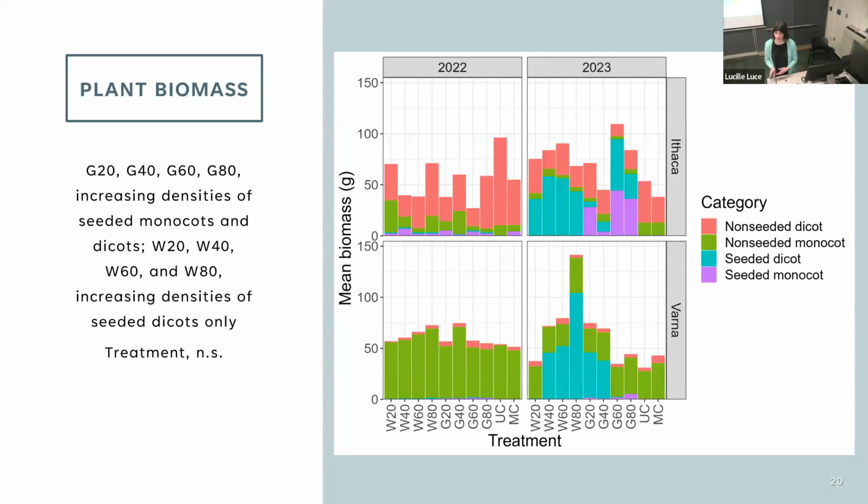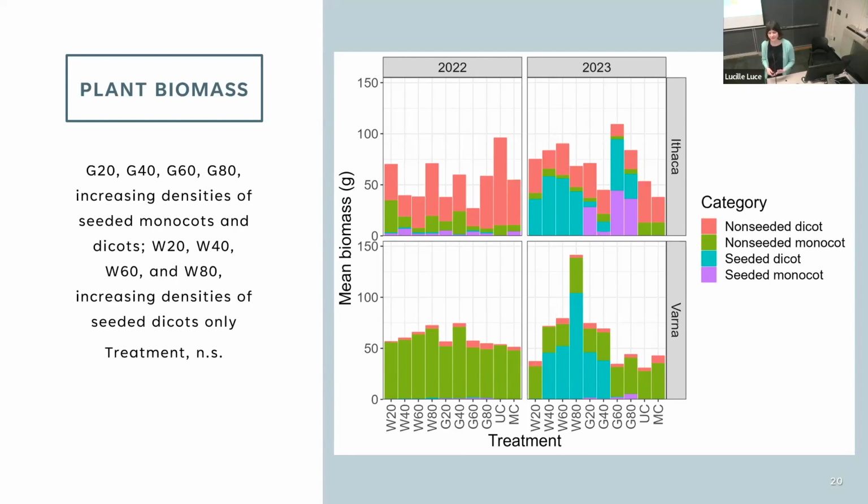The picture gets a little bit more complicated, though, when we look at biomass. So here we're looking at biomass across our treatments, that's the columns, and across our 2 field sites, that's the rows. Starting here on this left-hand side in 2022, basically, the biomass is weed biomass. So by non-seeded dicot, these would be mostly our broadleaf weeds, and non-seeded grasses, most of these would be grass weeds, or maybe like some sedge weeds.